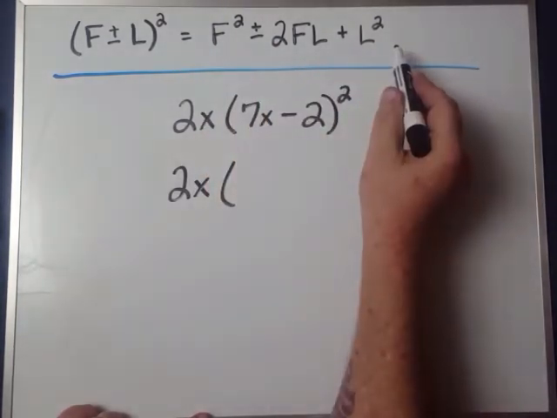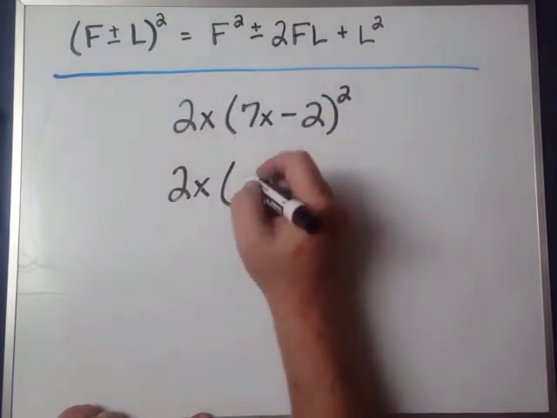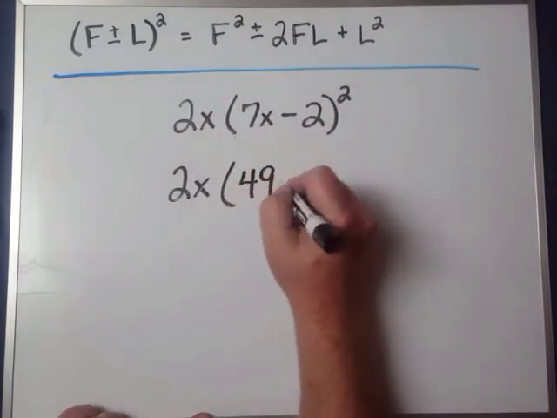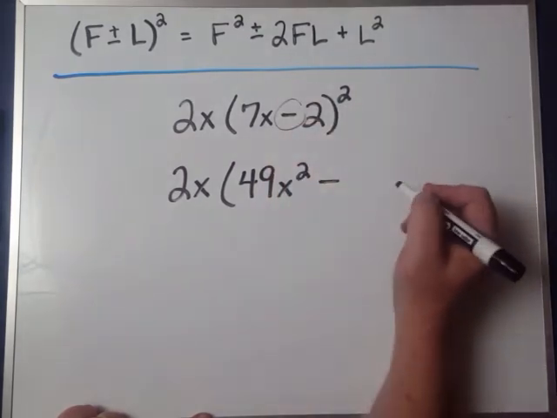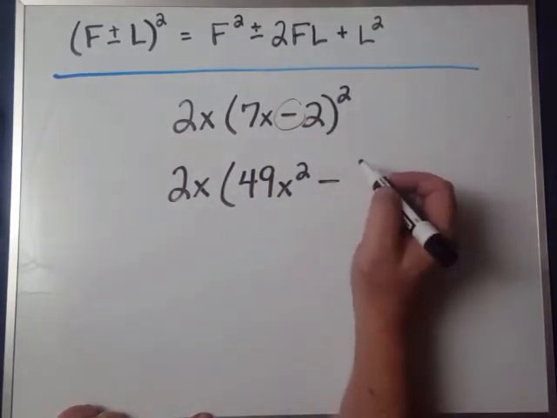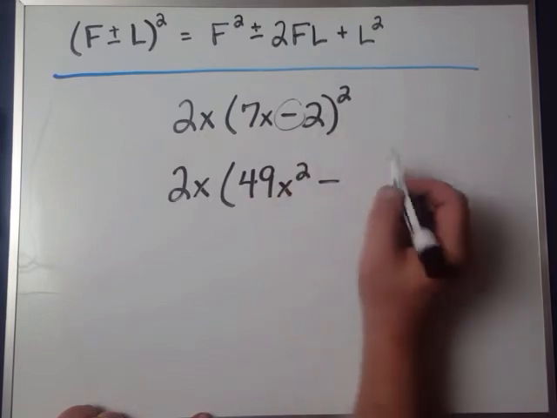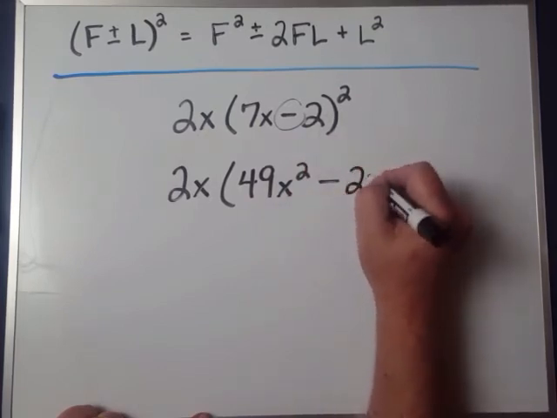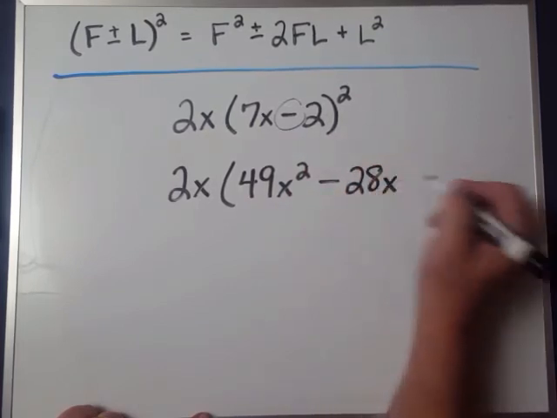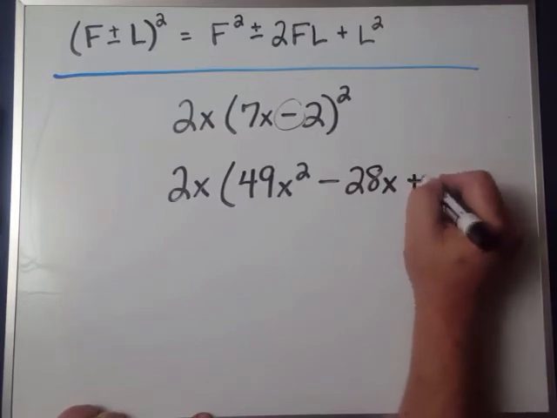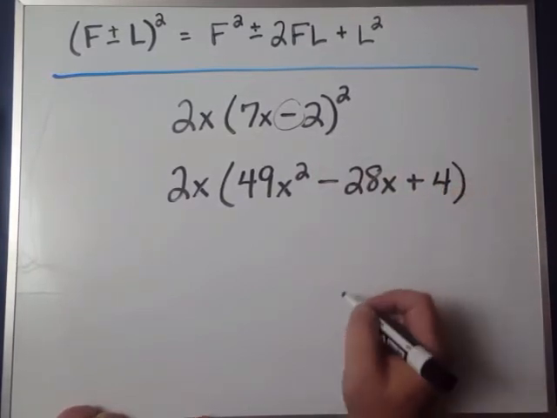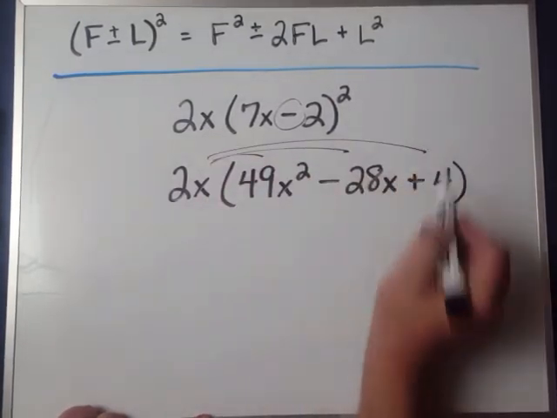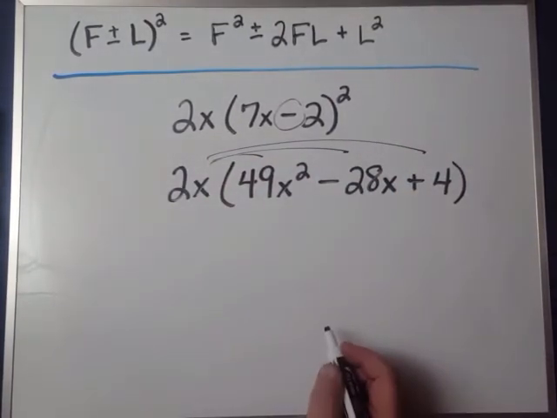Matches our pattern, right? So we'll have the first squared, 49x squared. And in this case, minus double the first times the last. First times the last is 14x. Doubled is 28x. And always plus the last squared. 2 squared is 4. Now we can distribute our 2x.